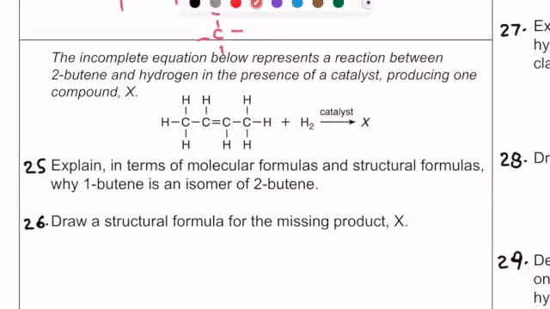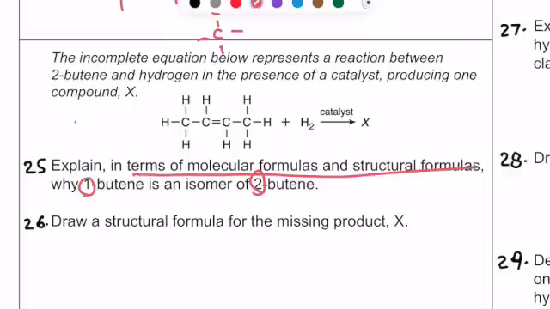Explain in terms of molecular formulas and structural formulas why 1-butene is an isomer of 2-butene. When you answer this, because it says in terms of these things, you are going to say they are isomers because they have the same molecular formula with different structural formulas. In one of them, the double bond is at carbon number 1. In the other one, the double bond is at carbon number 2. So you'll just say same molecular formula, different structural formula. That's it.